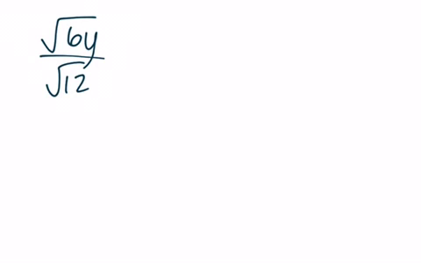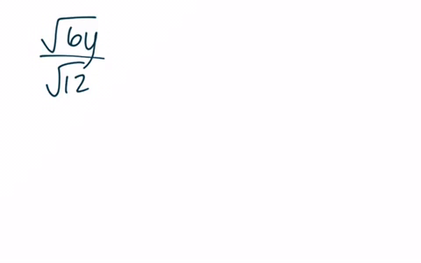So what we're going to do here, we have the square root of 6y over the square root of 12. Once again, thinking through those three qualifications that it has to pass: can't have a fraction underneath the radical sign, which we actually don't here. We've got a whole number on both the top and the bottom. But the problem that we have is a radical in the denominator. So we have to eliminate that.